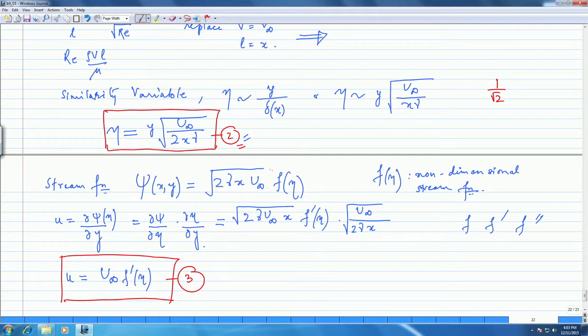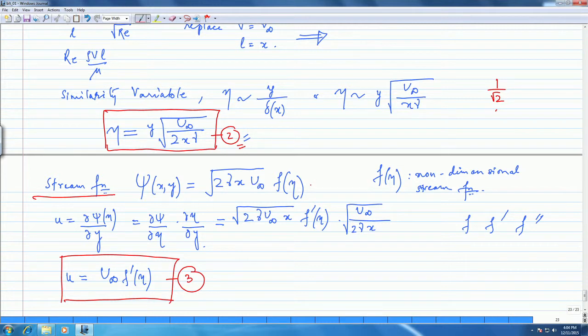So we define the stream function. Before I do that, when I wrote down the eta here, I introduced this factor 1 by root 2, and I said this helps in the differential equation. So I do that, and accordingly I come back and write an expression for the stream function, which is a function of x and y, and I get this.